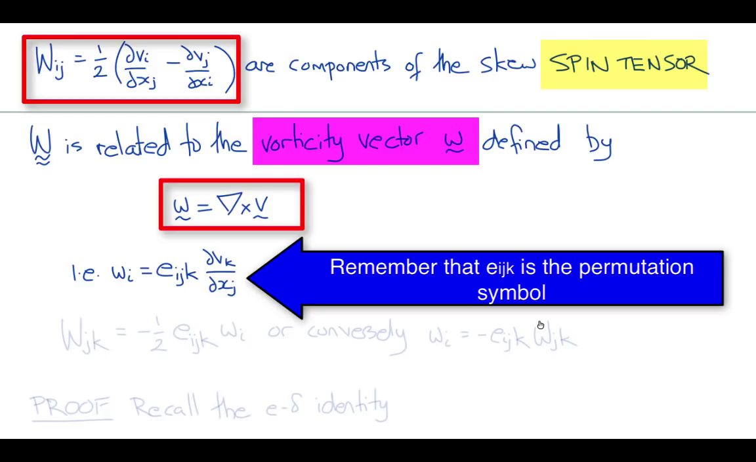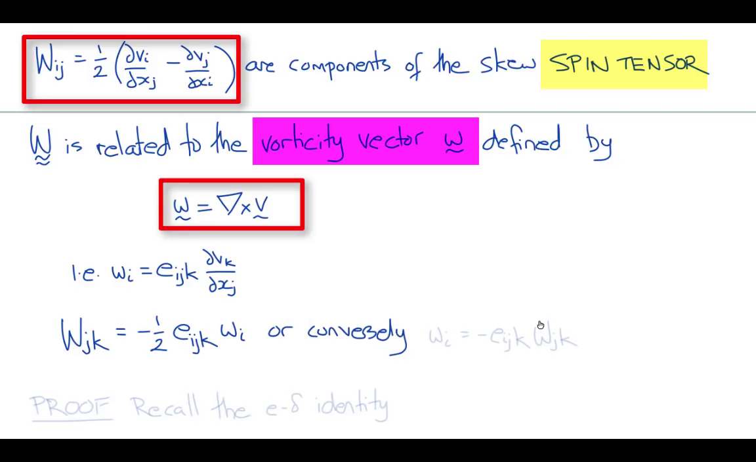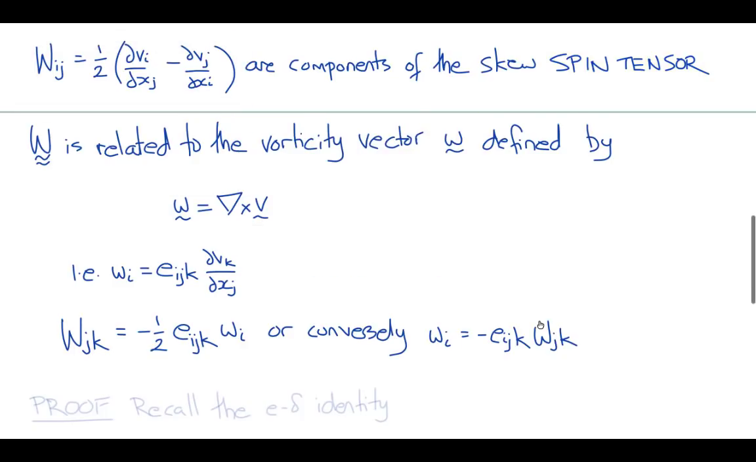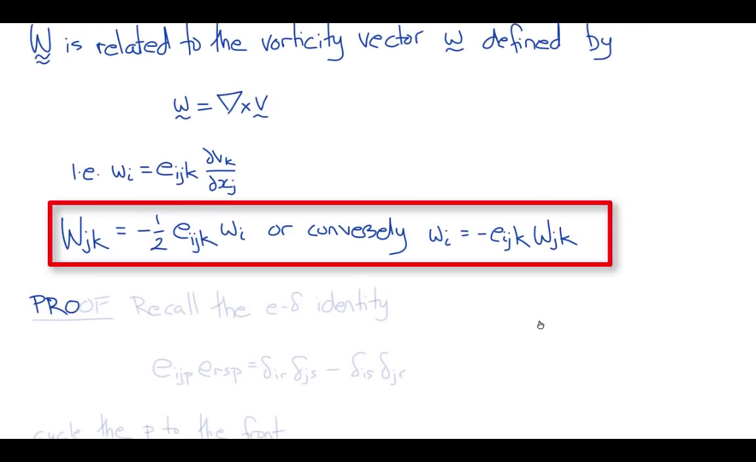And so we can show that the spin tensor, capital Wjk, its components are related to the vorticity vector by minus 1/2 eijk, little wi. And the inverse of that relation is little wi equals minus eijk, capital Wjk. So to prove this, we need to use the e-delta identity that we introduced earlier. Now, the way that we wrote the e-delta identity was eijp ersp equals delta ir delta js minus delta is delta jr.